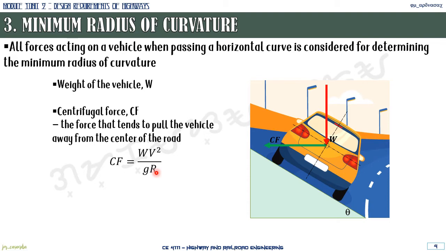while maneuvering your horizontal curve is your friction, or in this manner, we have your side friction, which will act between the surface of the road and your tires. The side friction is sometimes called your skid resistance. And the last force that we will consider in this diagram will be your normal force.